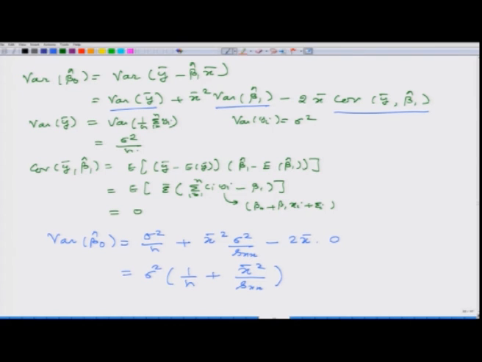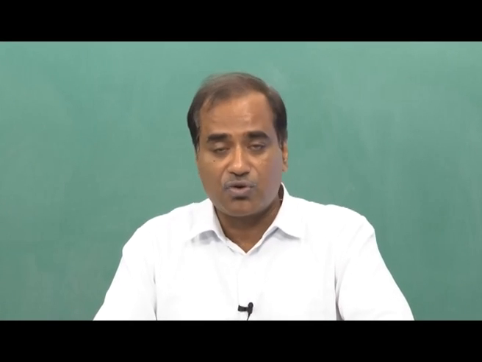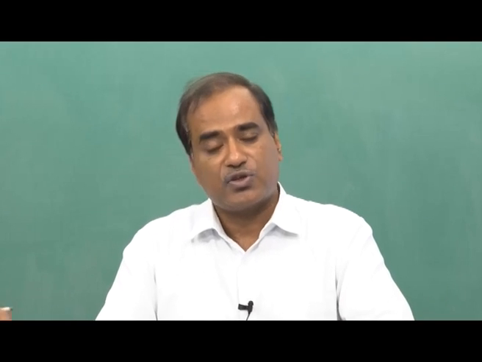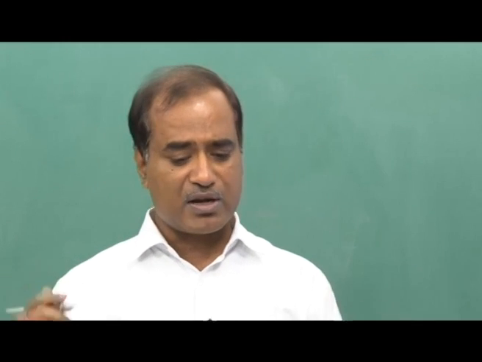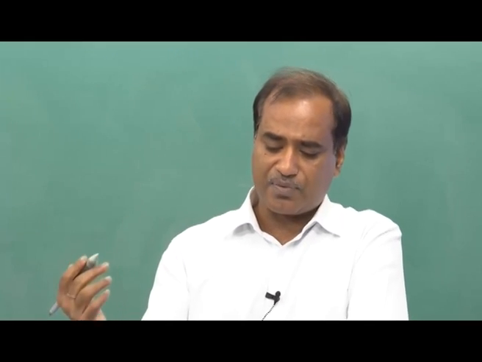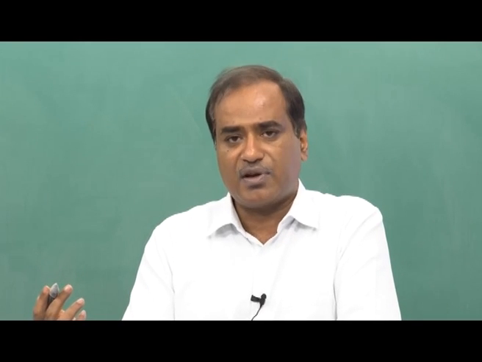So this is the variance of beta 0 hat, but again you will see that this depends on the quantity sigma square, and sigma square is the population variance that is unknown to us in practice. How to estimate it will be our next question. But before that, we have obtained the mean and variance of beta 0 hat and beta 1 hat.